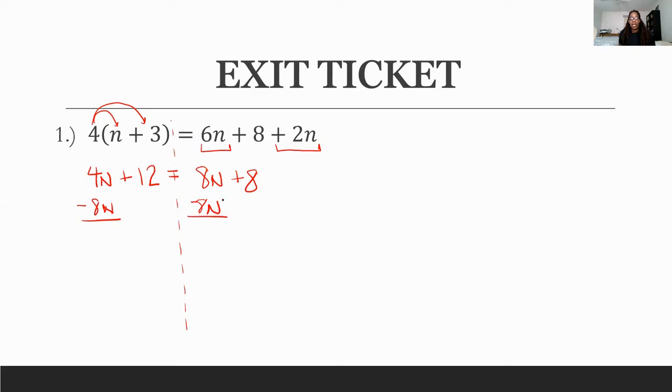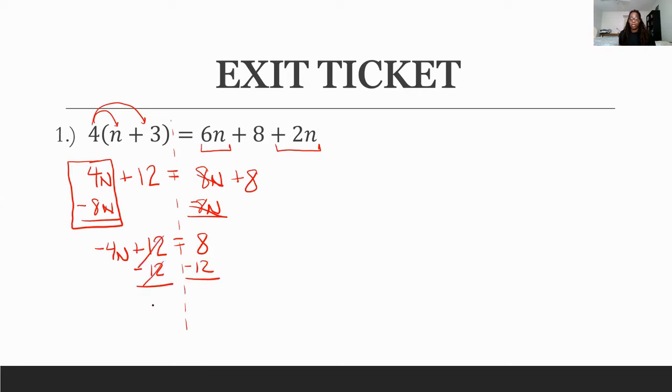When I do that, 8n minus 8n gives me 0. But we don't need that placeholder of 0 because we have this positive 8 that's still on the right-hand side. Now I'm going to bring down my positive 12, and combine my 4n minus 8n, which gives me a negative 4n. So I'm keeping my n's on the left-hand side, which means that 12 needs to go to the right-hand side. I have a positive 12, so it's going to be a negative 12. We're going to subtract 12 on both sides.